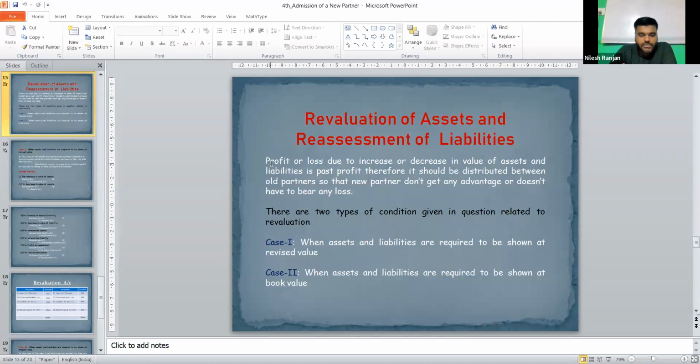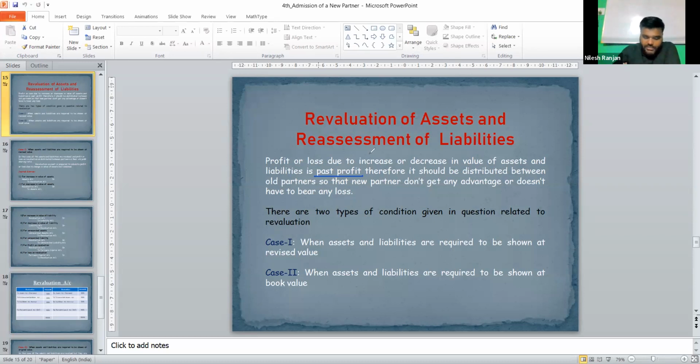When a retiring partner is going from the firm, due to change in value of assets and liabilities there is some profit or loss, and that profit or loss is past profit. In past profit, the share of all partners is included. So this past profit should be distributed between all partners, and if one partner is going from the firm, then he will take his share in this past profit, the revaluation profit or loss, and then go. That's why we have to distribute the revaluation profit or loss.